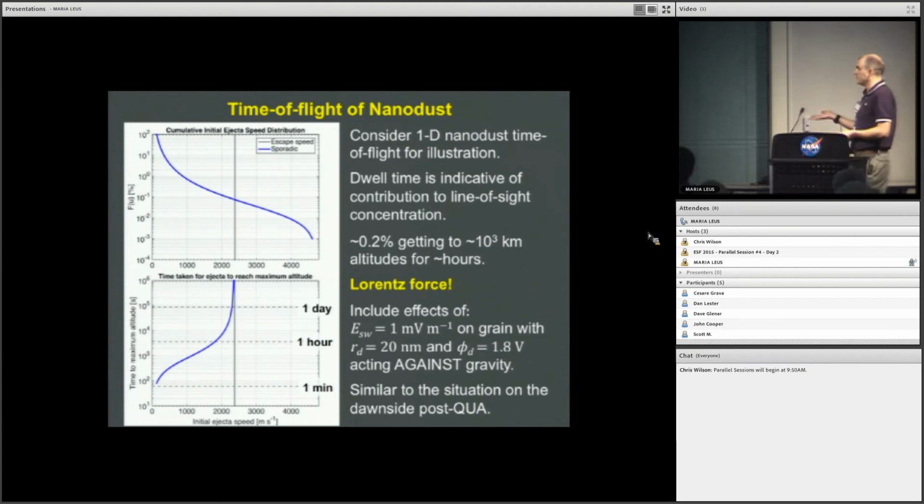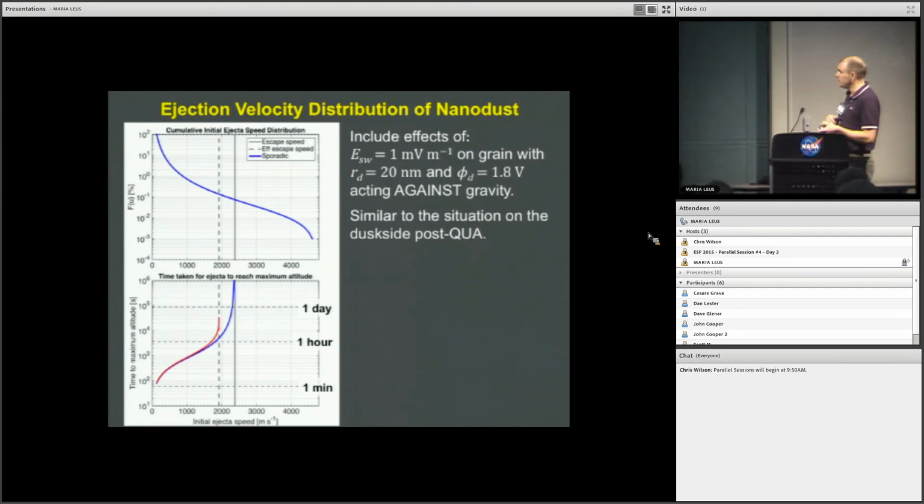So the next thing to do is to include the effects of the Lorentz force. I make some simple assumptions about the convection electric field and the charge on the dust grain, and consider a 20 nanometer grain. We consider the case where the Lorentz force is acting against gravity, making it easier for the dust grains to escape. This is similar to the situation on the dawn side of the moon after the quadrantids. When we do this, the answer is this red line here.